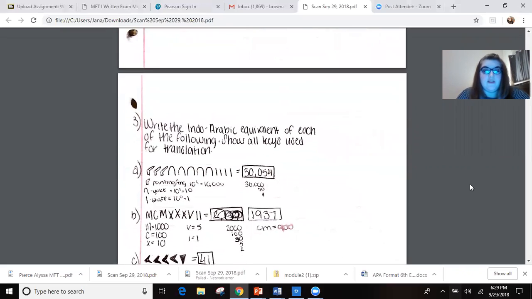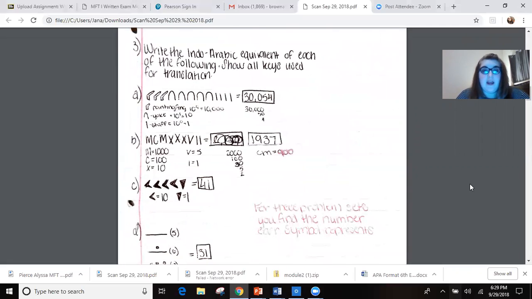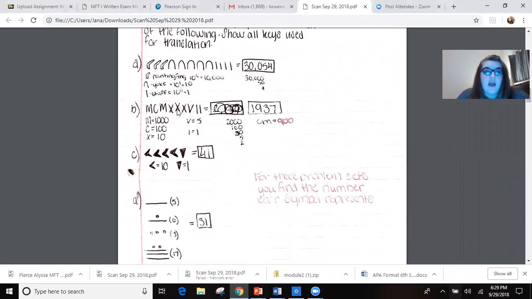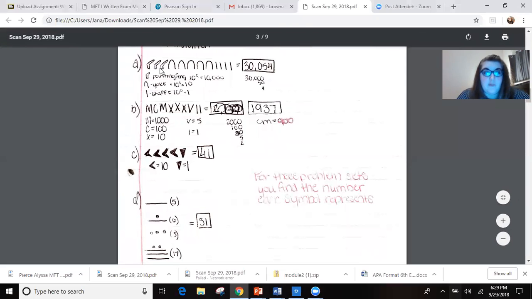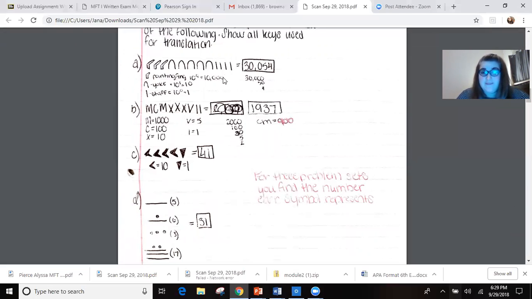So for number 3, these are some of my favorite problems. You are to write the Indo-Arabic equivalent of each of the following, showing all keys used for the translation. Down here I've written a key. We have the pointing finger, the yoke, and the staff. A pointing finger equals 10,000, a yoke equals 10, and a staff equals 1. So we have 3 pointing fingers, 5 yokes, and 4 staffs. That comes out to be 30,054.